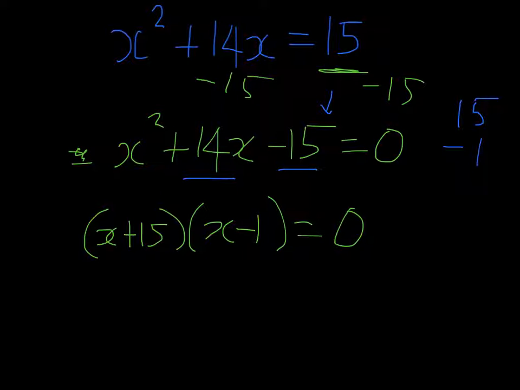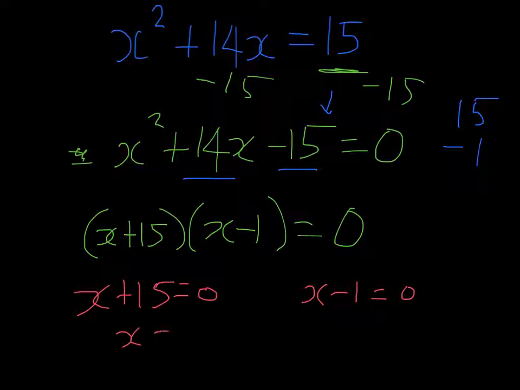Therefore, we need to let both of them equal 0 to be able to solve. x plus 15 is equal to 0. x take 1 is equal to 0. Therefore, x is going to be equal to negative 15, or x is going to be equal to positive 1.